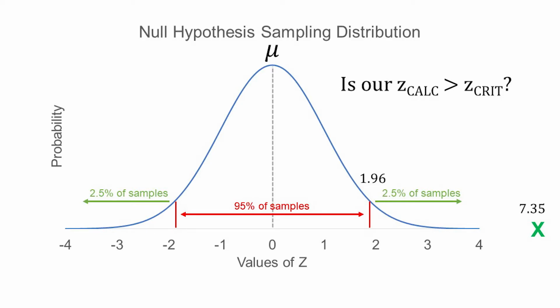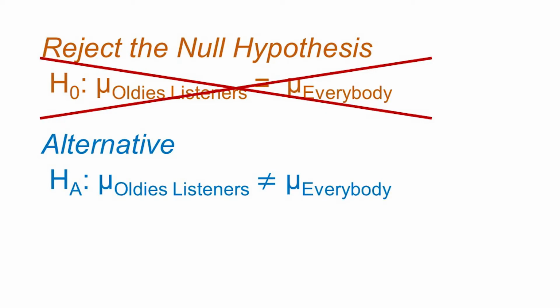Our value of z was bigger than that, so even though we don't know what the probability is, we know that it's less than 0.5, and that means it's a statistically significant result. So we can say our observation is unlikely due to chance, meaning we should reject our null hypothesis, leaving only the alternative to take its place.